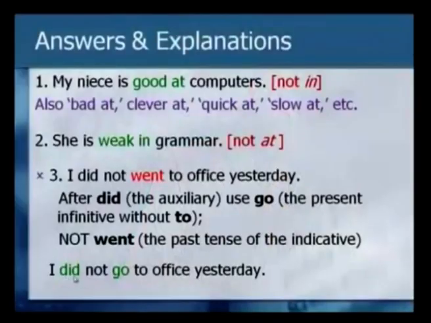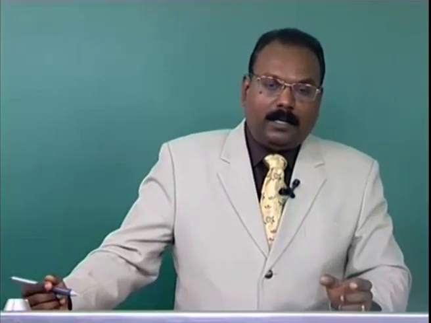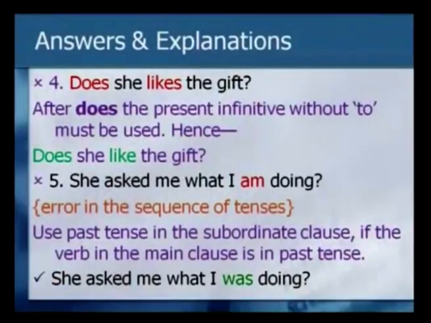So, the correct form here is I did not go to office yesterday. Whenever there is a past form, here it takes the present form, which indicates the past tense sense. So, you do not have to put another past form and create this double past, which is a common error. Avoid this. Let us go to the next one, fourth one, again a common error. Does she likes the gift? Just similar to did and then go, here it should be does and like.